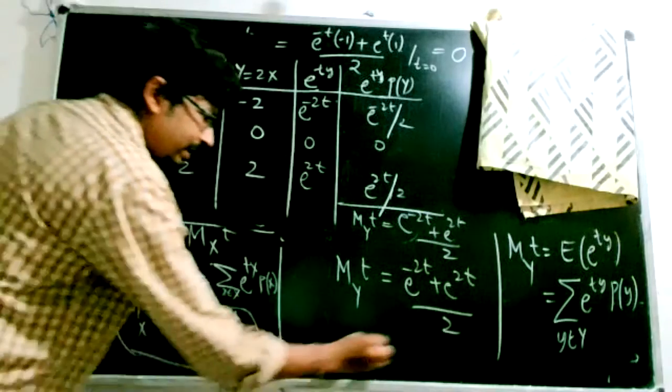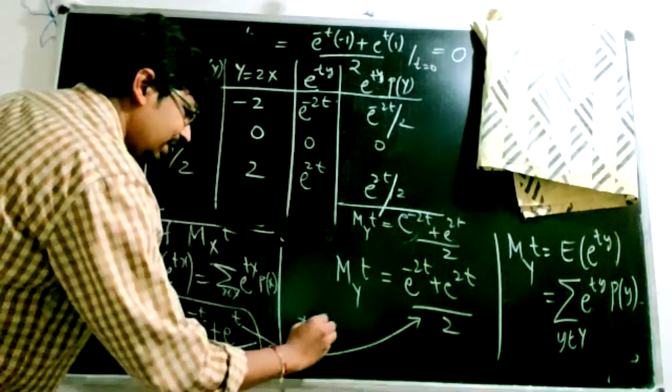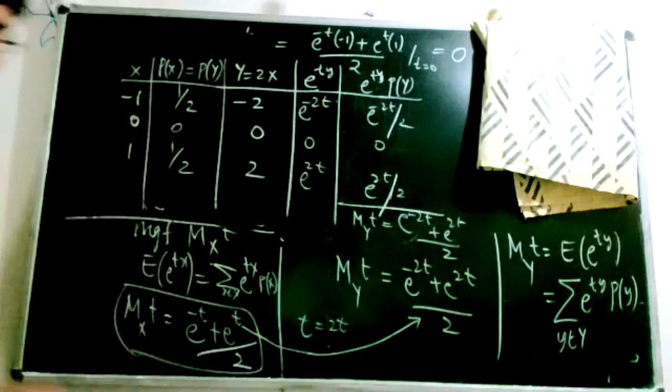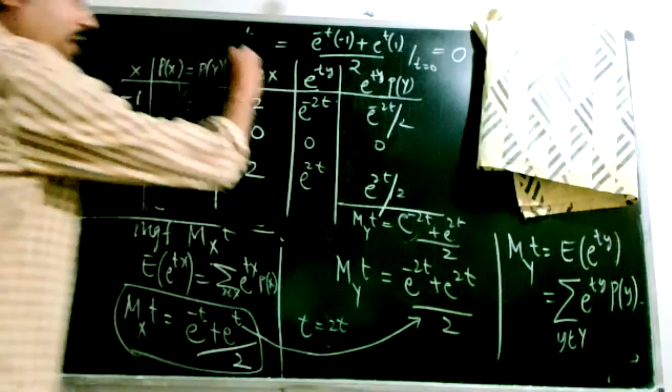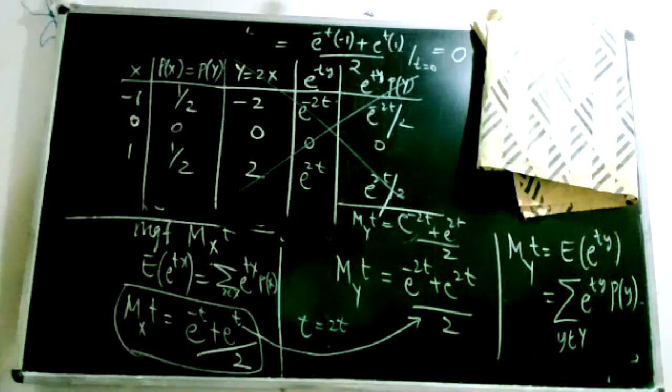So since you know this, directly put t is equal to 2t. You can generate this, so you can avoid this lengthy process of obtaining the MGF. So that is the meaning of the second property.